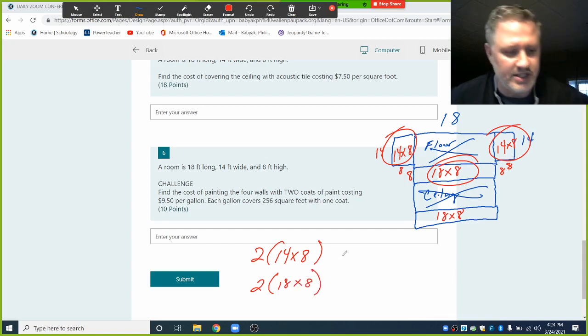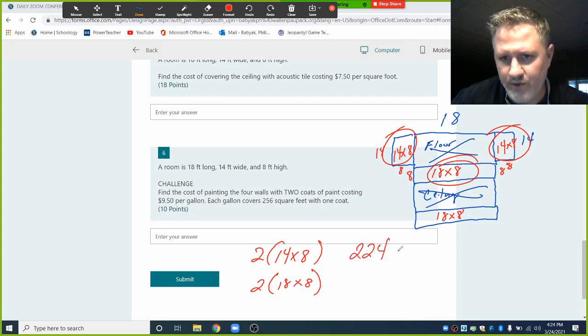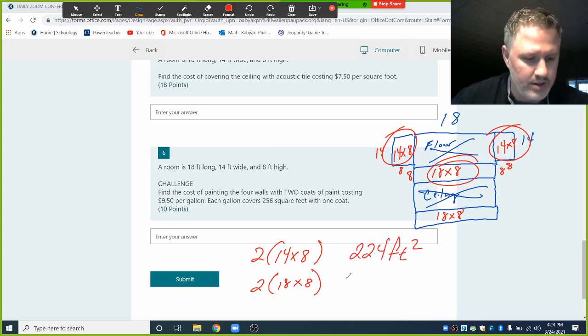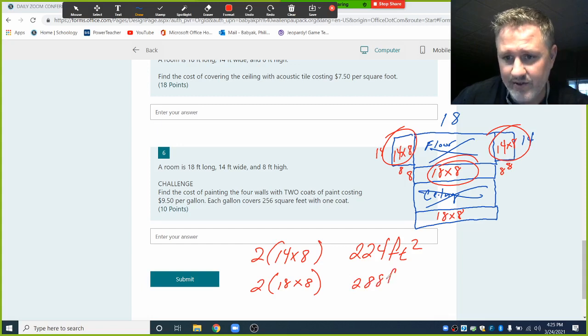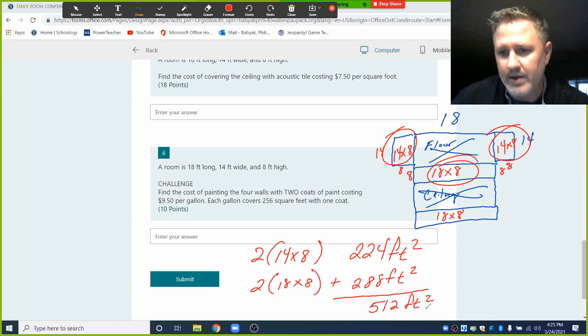So let's figure out what this is. All right. So 2 times 14 times 8. This is 224 feet squared. Next one is 2 times 18 times 8, which is 288 feet squared. So let's find out how much total area all the walls are by adding those together. So 224 plus 288, that equals 512 feet squared.